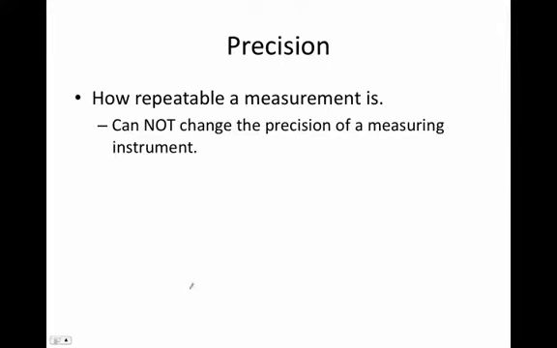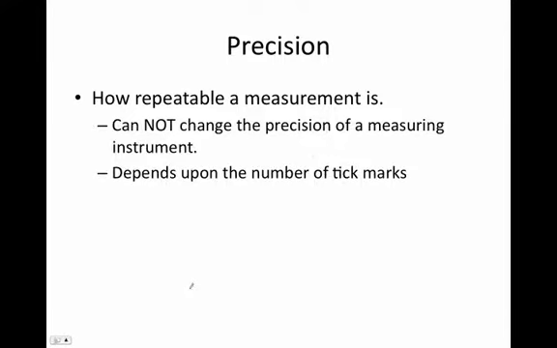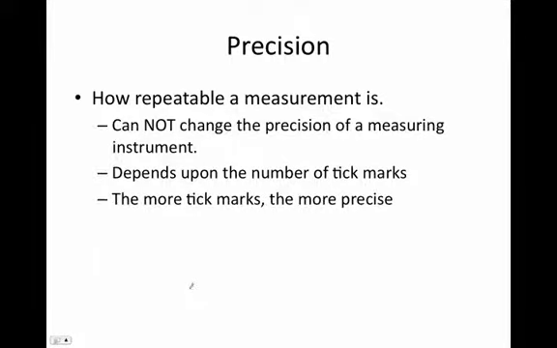You cannot change the precision of a measuring instrument. And what determines the precision of a measuring instrument is the number of tick marks between each increment. So the more tick marks, the more precise a measuring instrument is. So where our dartboard was used in accuracy, if we draw another dartboard, in precision, we can have a very precise but inaccurate measurement or dart thrower where they throw the darts in pretty much the exact same location all 3 times, but it's nowhere near the bullseye that they were aiming for.